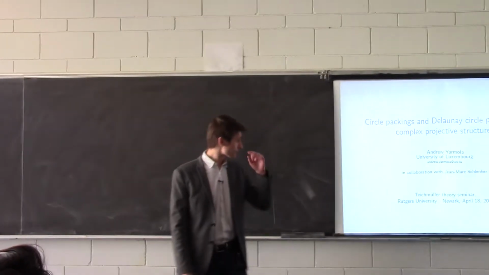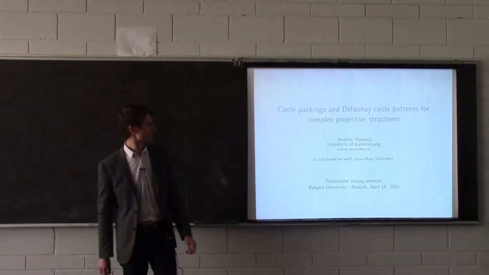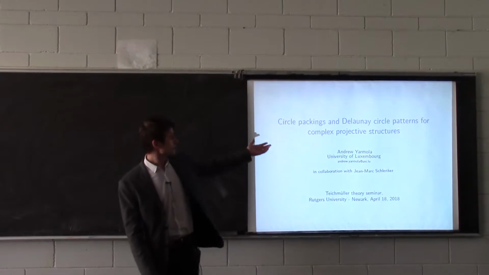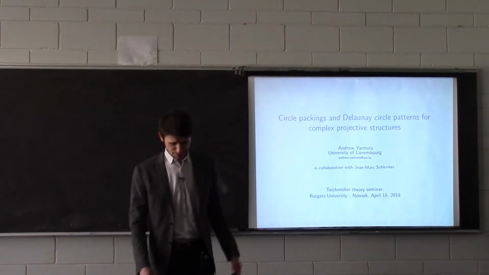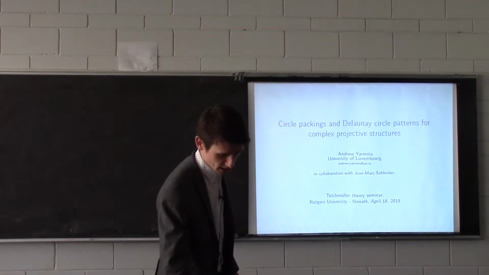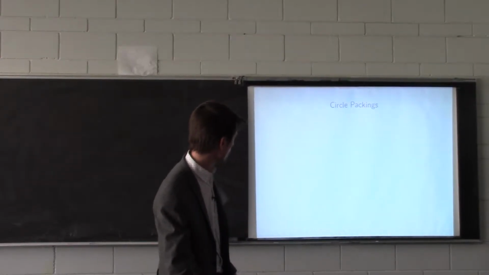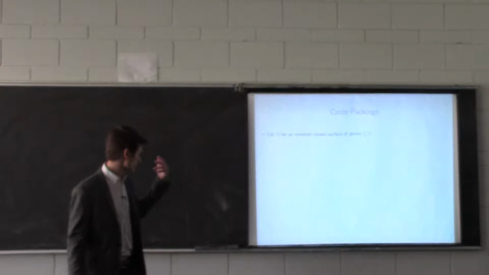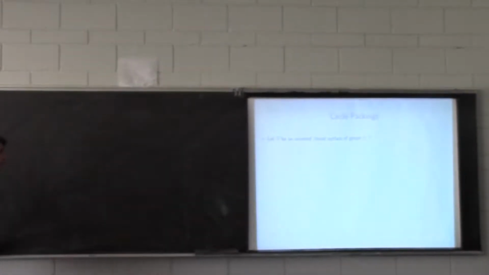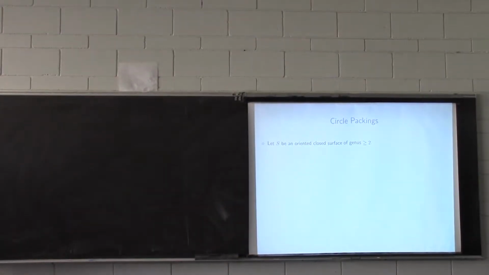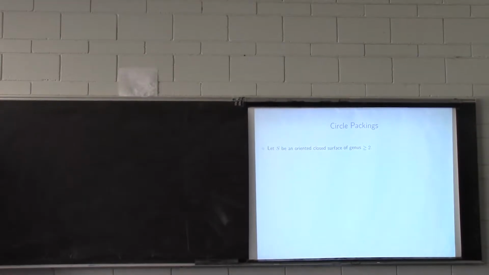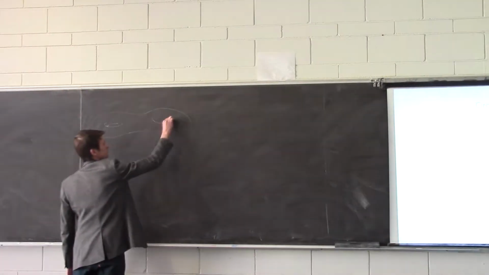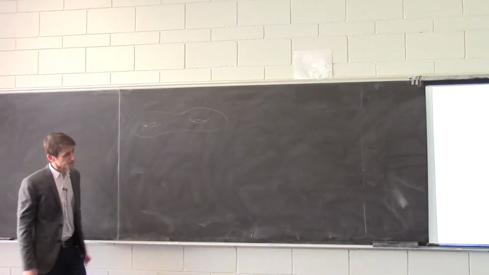So today I want to talk about circle packings and a wider generalization of Delaunay circle packings on this thing called complex projective structures. Let me try to give a little background on circle packings. For most of the talk, except for specific cases, we're going to talk about a surface S of genus at least 2. If you're not familiar, what I'm talking about is a surface that looks like this.